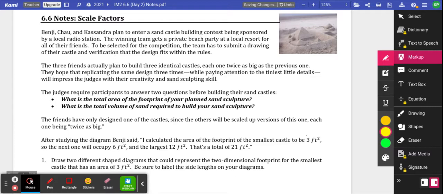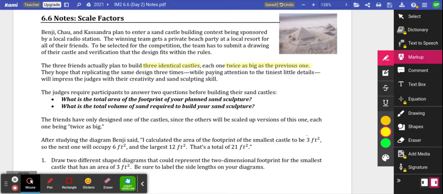The winning team gets a private beach party in a local resort for all of their friends. So to be selected for the competition, the team has to submit a drawing of their castle and verification that the design fits within the rules. So the three friends plan to build three identical castles, each one being twice as big as the previous one. They hope that replicating the same design 3 times while paying attention to the tiniest little details will impress the judges with their creativity and sand sculpting skill.